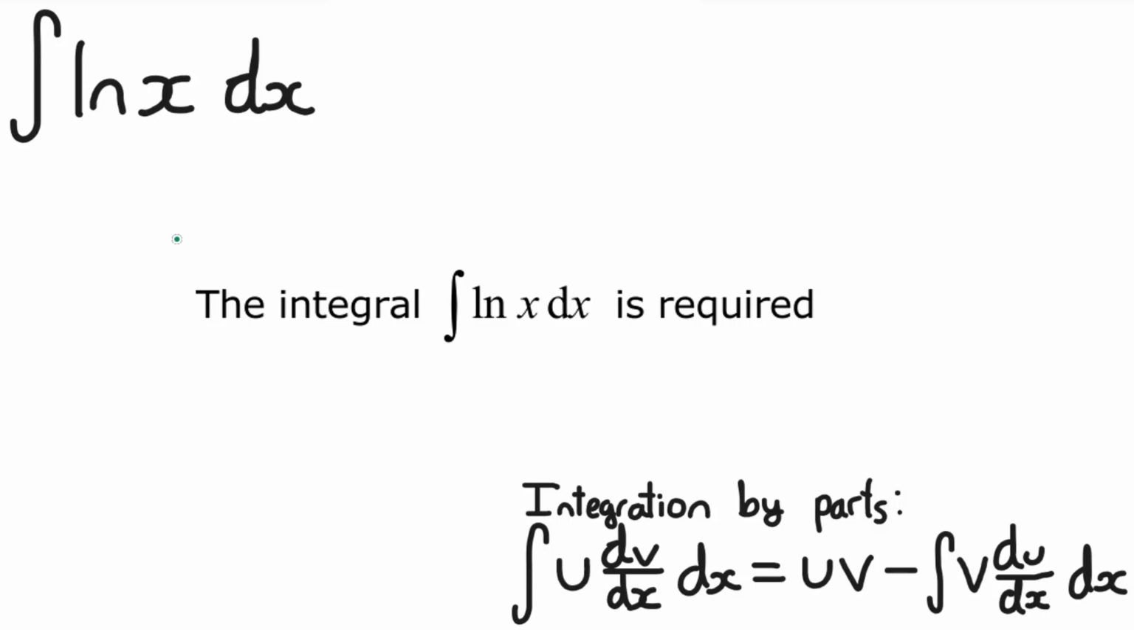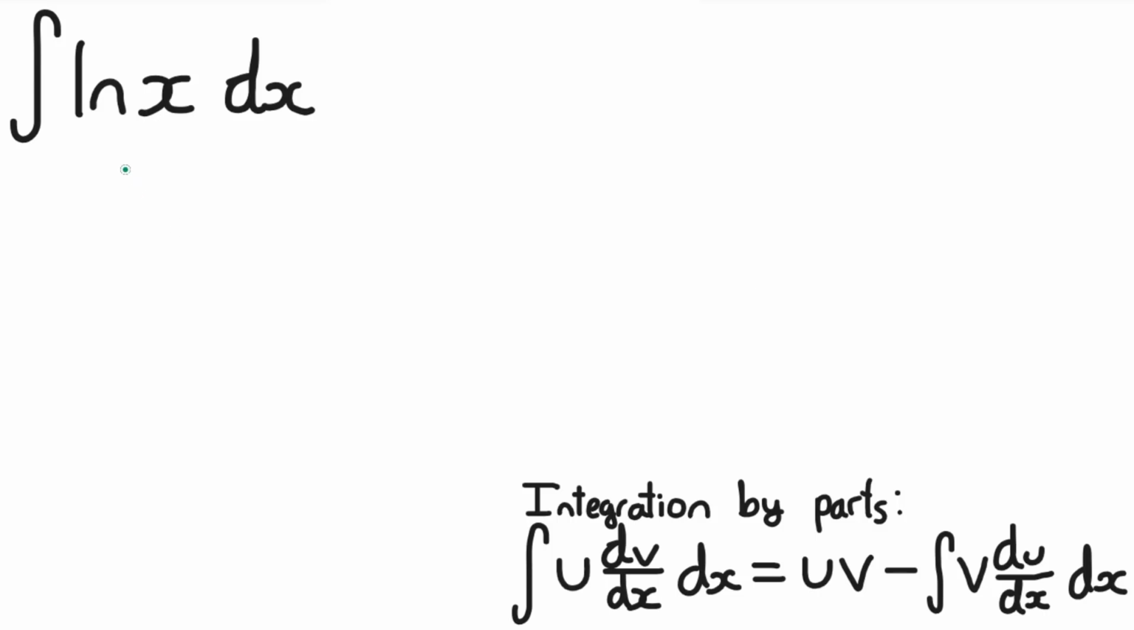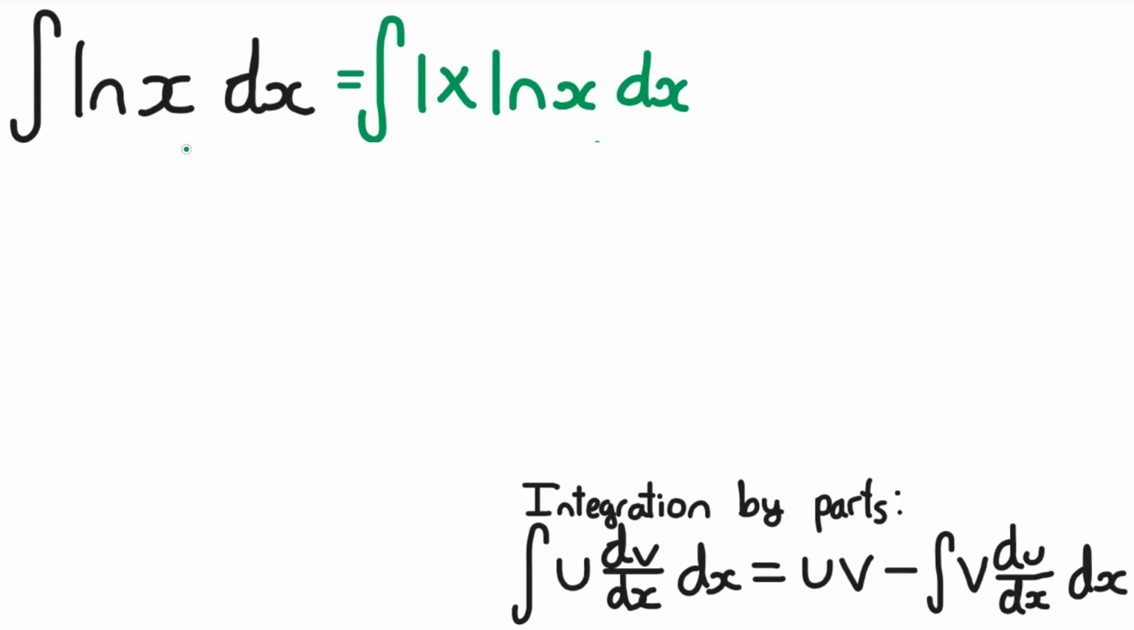So at first it looks really odd that we can do this by integration by parts, because it looks like we only have one function, which is the natural log of x, and not these two functions that are multiplied together that we need for integration by parts. And the key to this is we're going to rewrite this integral here, the integral of the natural log of x, as the integral of 1 multiplied by the natural log of x.